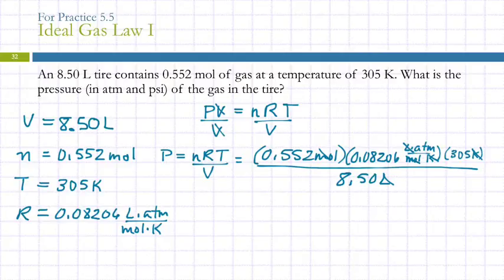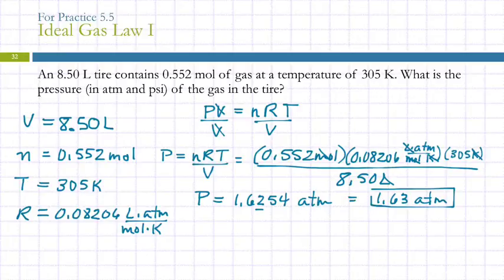0.552 times 0.08206 times 305 divided by 8.5. How many sig figs? 3. So there's 3 sig figs, 2 extra digits. Unit is atmospheres. So that's one of our answers, 1.63 atmospheres.